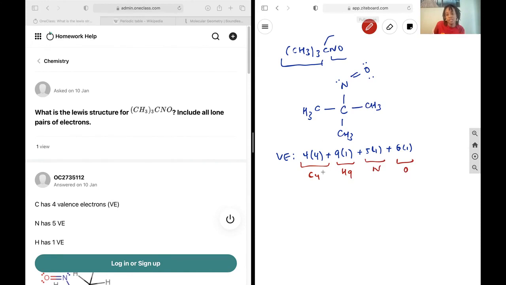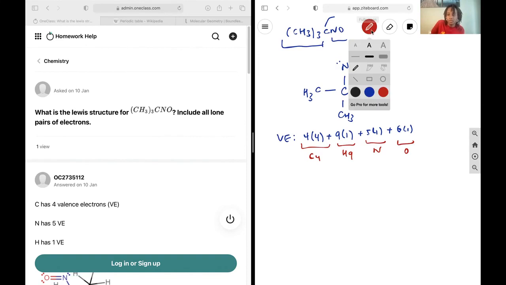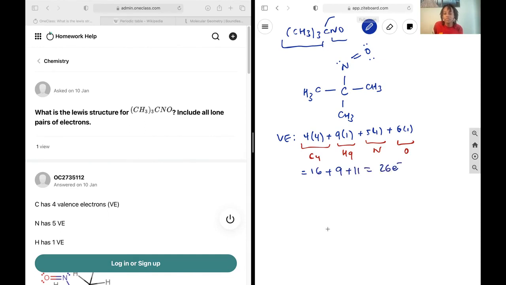And this is what I mean by they gave it to us in this form, because they could have said this and kind of left us a bit more clueless. We would have gotten to the same point, but this just made it a little faster. And so this is going to give us 16 plus 9 plus 11. So you have 26 electrons. Let's see if they're all accounted for.